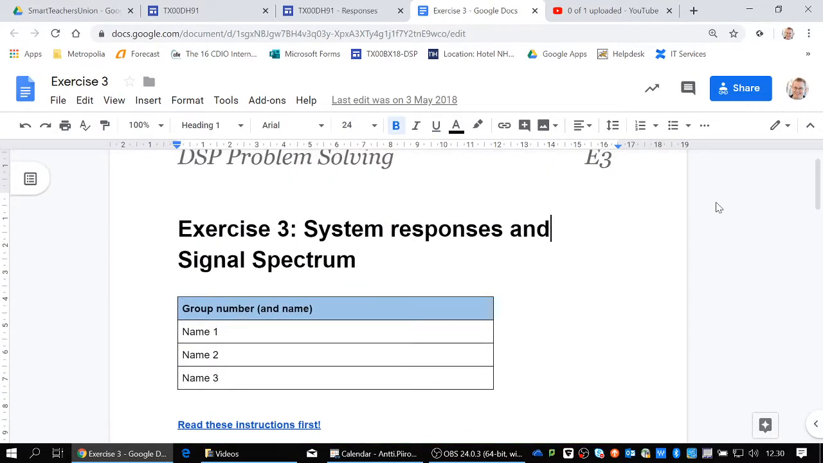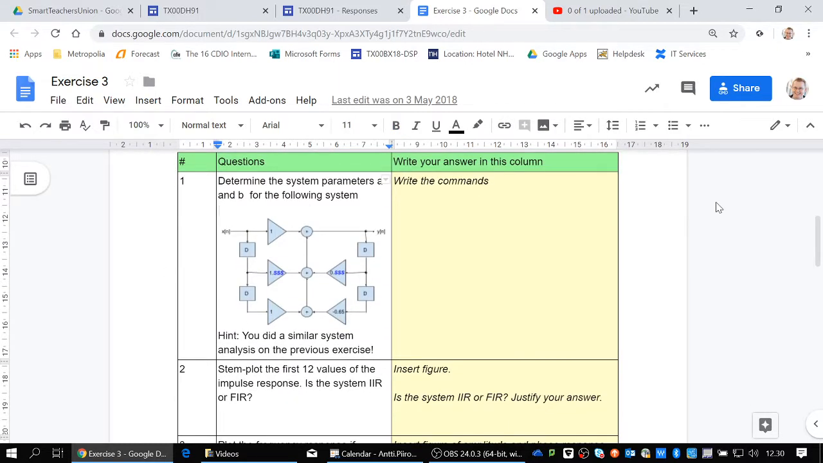System responses and signal spectrum. How to do it in MATLAB environment. Okay, today I will be turning to using MATLAB. So if you have it already installed, this is a good time to check that it works. But still, it's not totally required to use MATLAB today. Thursday it will be essential, but today's exercise can also be done easily with Octave.